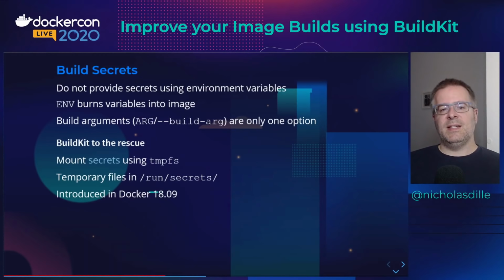The next important thing is handling build secrets. So sometimes it's necessary to go out to a protected host, let's say to download an installation package. And please don't do that by putting an ENV directive in your Dockerfile, because ENV burns a variable into the image. So whenever you run a container based on that image, you will receive that variable and will be able to see the contents. And if that someone is not allowed to see that secret, then you've effectively leaked it.